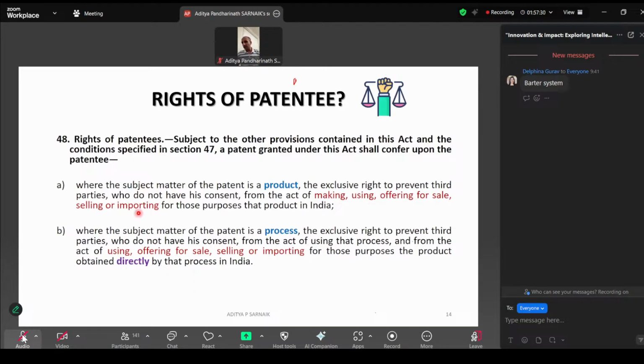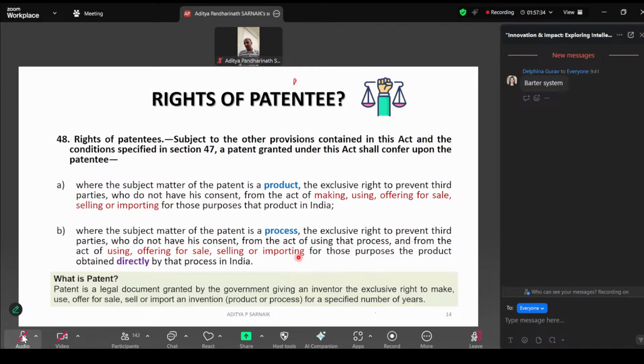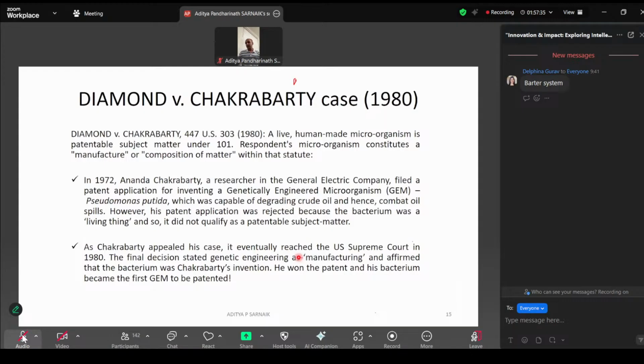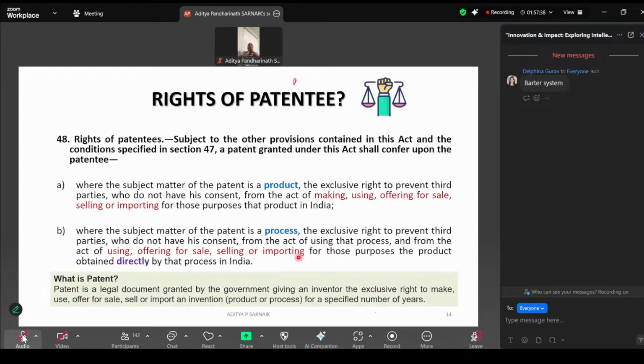Now, this particular word, importing, is really very important. Why is this particular word important? So suppose many people say, my brother is in the US, so can you get an iPhone for me because it is cheaper there? Okay, many of you might have done that.